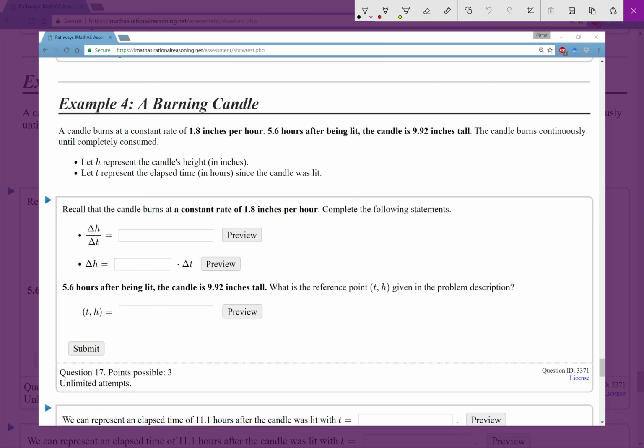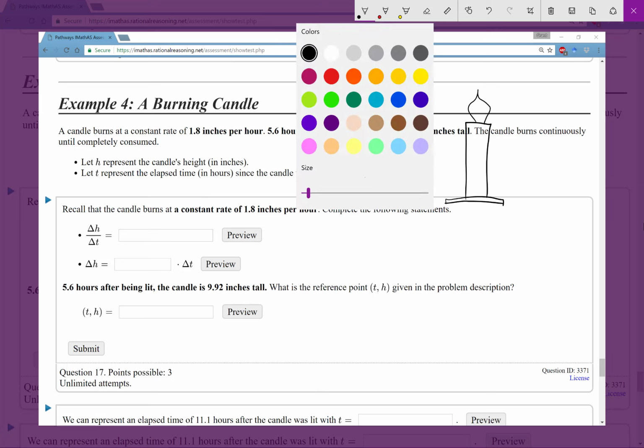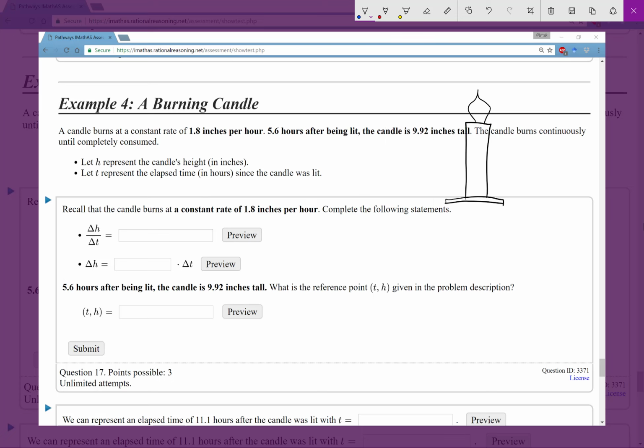So just reading this statement, we can actually kind of imagine what's going on here. So maybe we have a candle, and this is my doodle of a candle, and when t equals 5.6, or 5.6 hours after it was lit, the candle's height is 9.92 inches, so h equals 9.92.